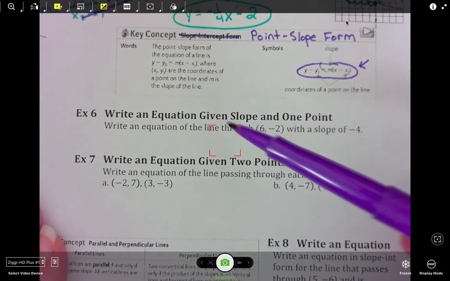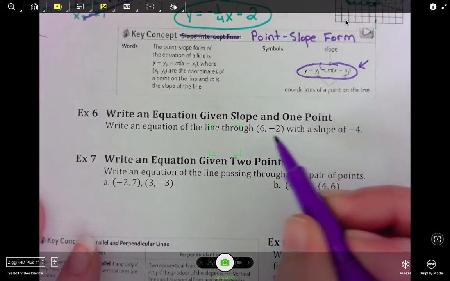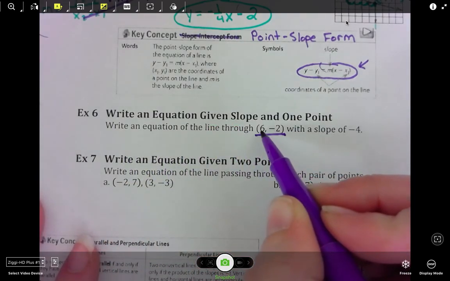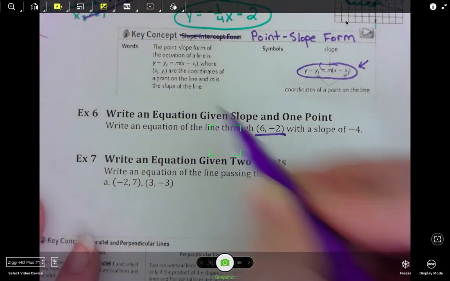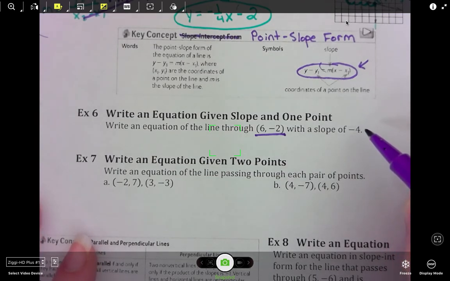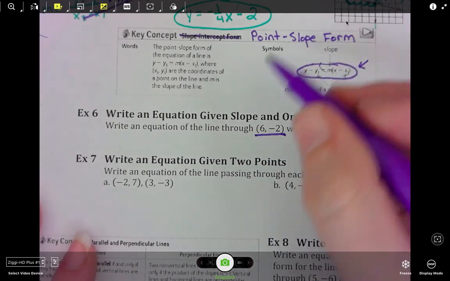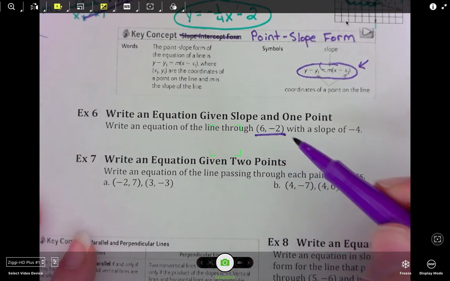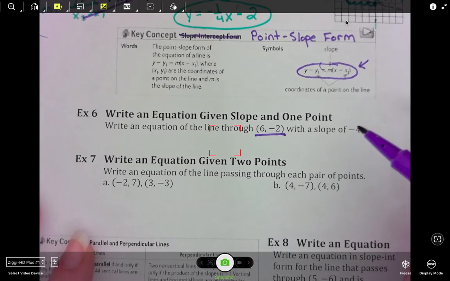It is really nice for writing equations when you know 1 point on a line. So I know that I have a line that goes through the point (6, -2). That means it's crossing through the point at (6, -2), and it has a slope of -4. So they want us to write the point slope form of a line going through (6, -2) with a slope of -4.